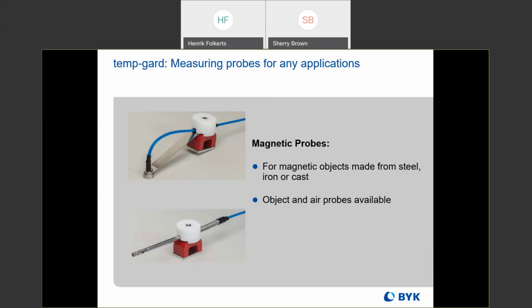These here are magnetic probes. If you're dealing with magnetic parts or magnetic substrates, you can stick these directly onto the substrate magnetically, and they come in what we call object probes, which are at the top, in direct thermal contact with the object being baked, or air probes, which you see at the bottom, for monitoring the air temperature of the oven.